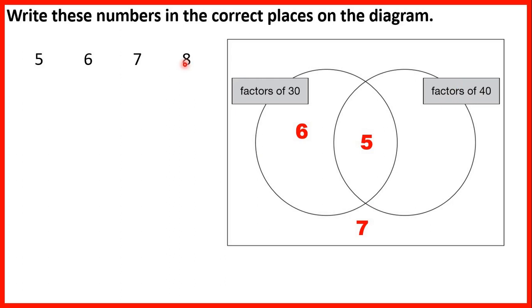Then we have the number 8. Now 8 is not a factor of 30, 30 is not in the 8 times table, but 40 is in the 8 times table, because 5 times 8 is 40. So we need to write 8 in this section here to show that it's a factor of 40, but it's not a factor of 30.